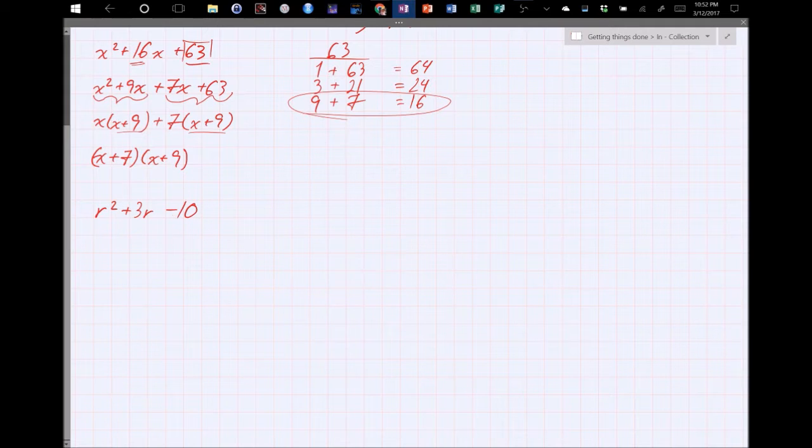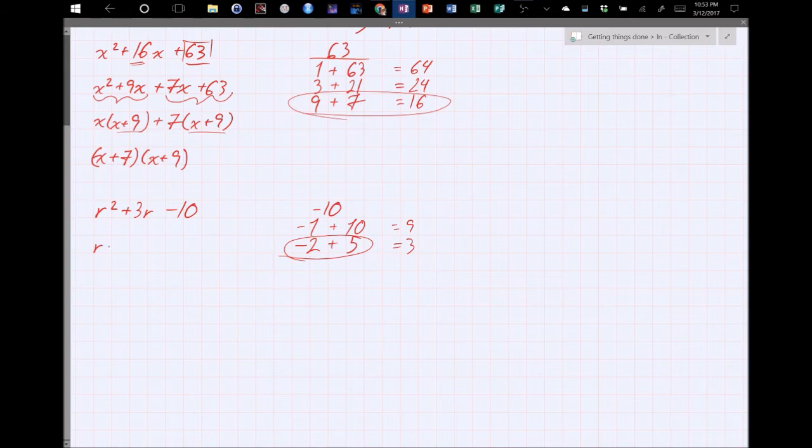In this case, C is -10. So I'm looking for numbers that multiply to -10, but I want them to add up to a positive number. So I'm just going to write my factor pairs: 1 and 10, 2 and 5. Ooh, wait, one of them has to be negative since they multiply to -10, but when they add up, they have to be positive. So my smaller numbers are negative. If I add these, I get 9 and 3. There's my factor pair.